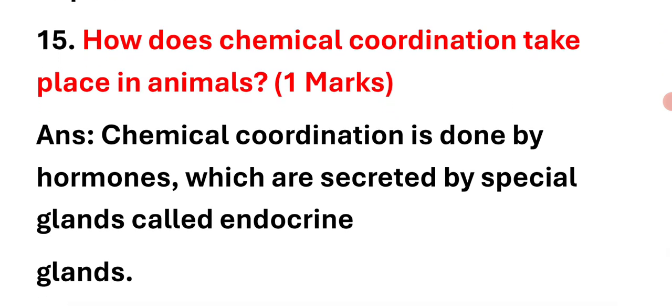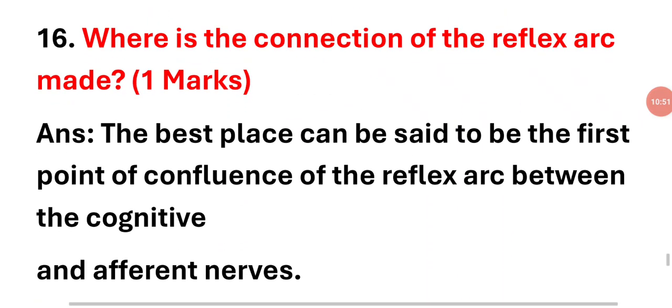Question number 15. How does chemical coordination take place in animals? Chemical coordination is done by hormones, which are secreted by special glands called endocrine glands. Question number 16. Where is the connection of the reflex arc? The best place can be said to be the point of confluence of the reflex arc between the sensory and afferent nerves.